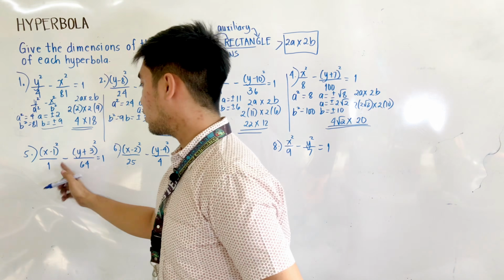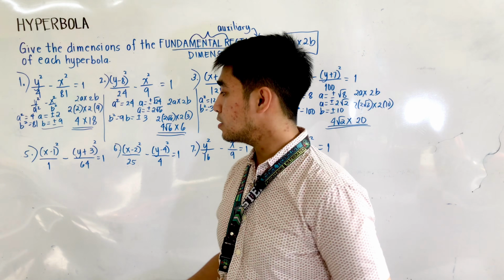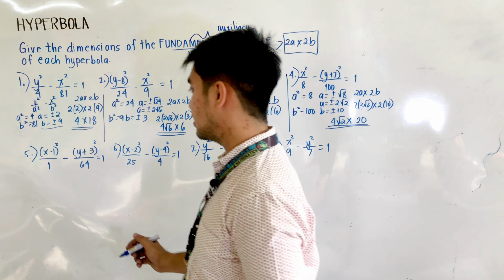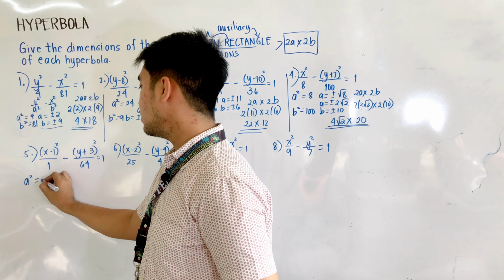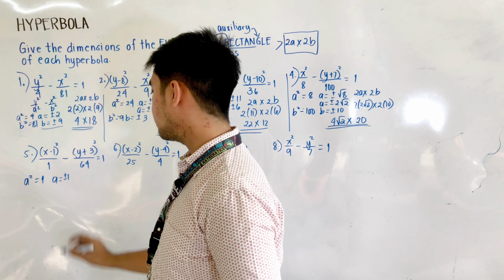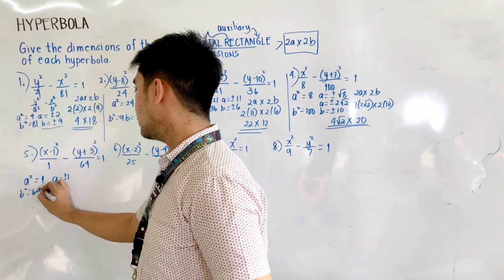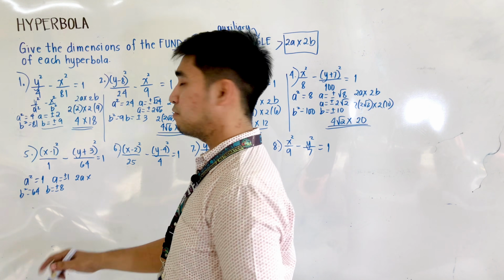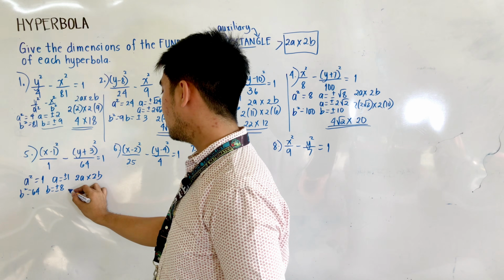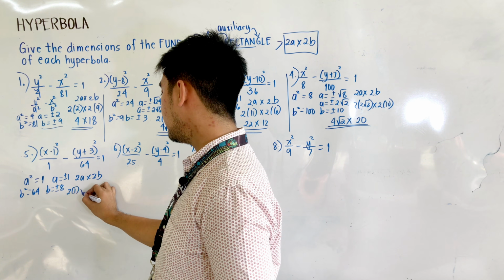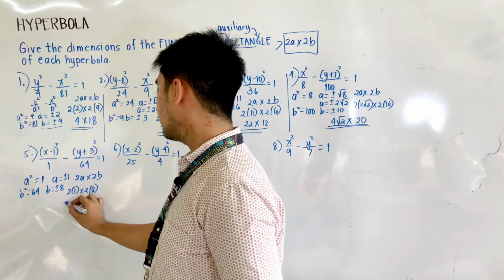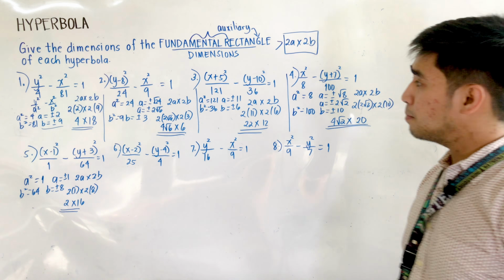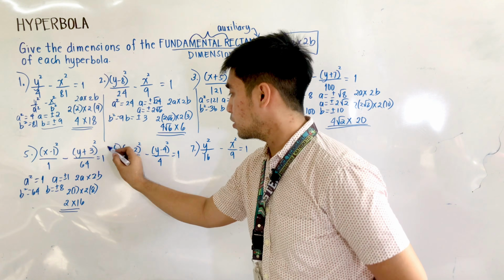Let's move on to the next one. (x minus 1) quantity squared over 1 minus (y plus 3) quantity squared over 64 is equal to 1. Therefore, our a squared is equal to 1, and our a would be plus minus 1. Our b squared is equal to 64, therefore our b is equal to plus minus 8. Using again the given dimension 2a by 2b, substituting the values of a and b, that is 2 times 1 by 2 times our b, which is 8. This is 2 by 16. And this would be the dimension of the fundamental rectangle of the given equation.